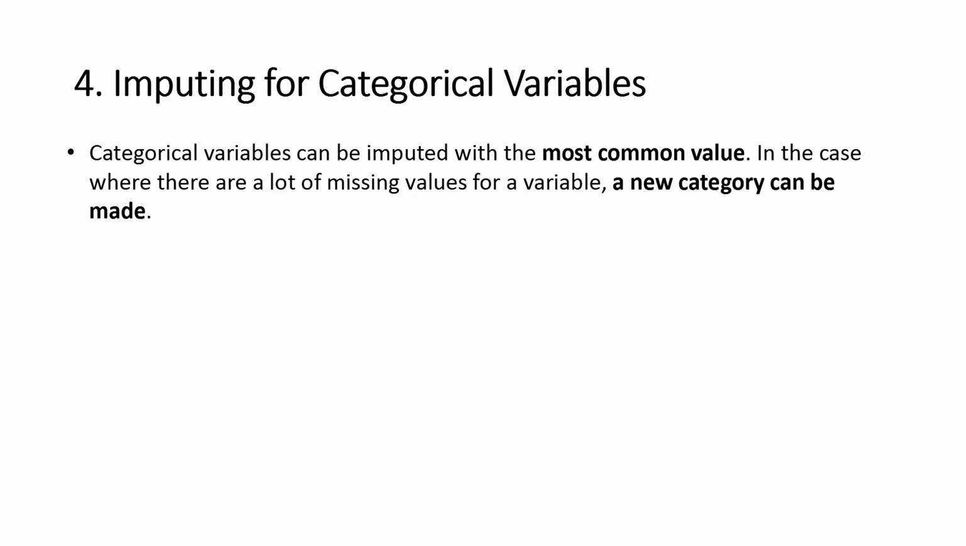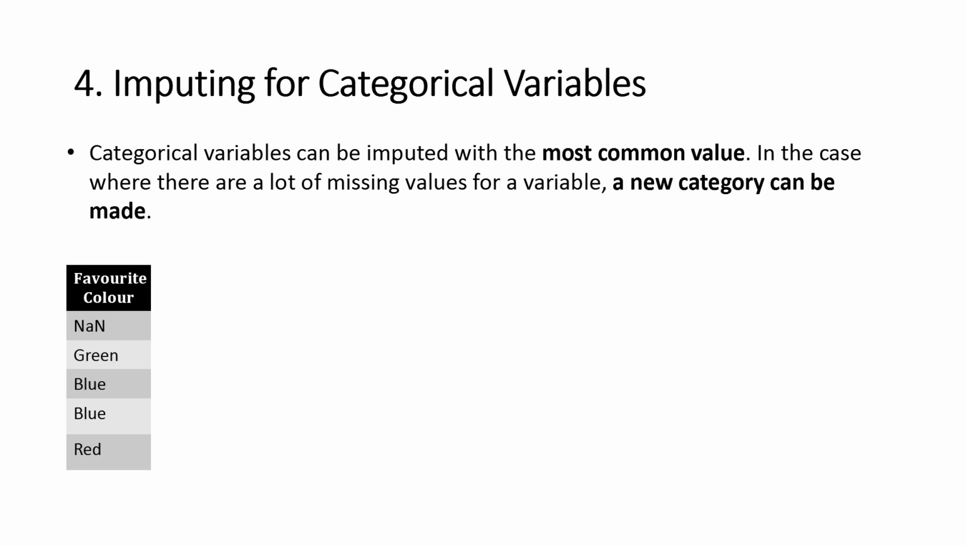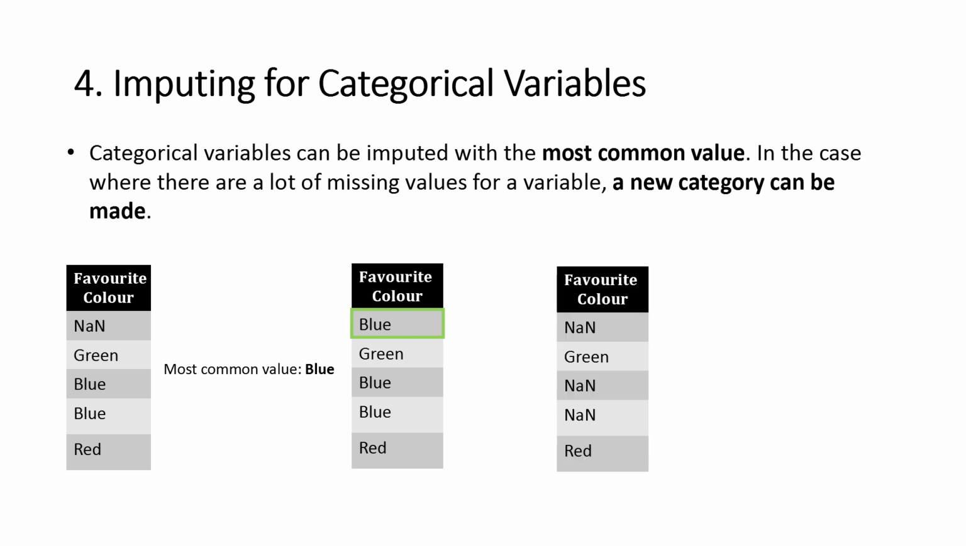Categorical variables can be imputed with the most common value. In the case where there are a lot of missing values for a variable, a new category can be made. For example, let's say we recorded favorite color. If we were looking at the most common value here, it would be blue. And so we impute that. In the next case where we have more missing values, we can make a new category.